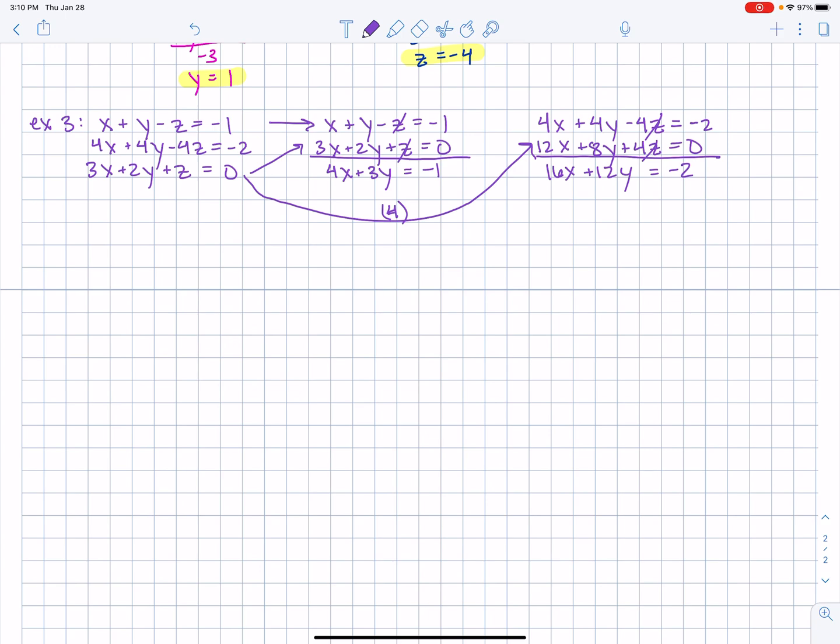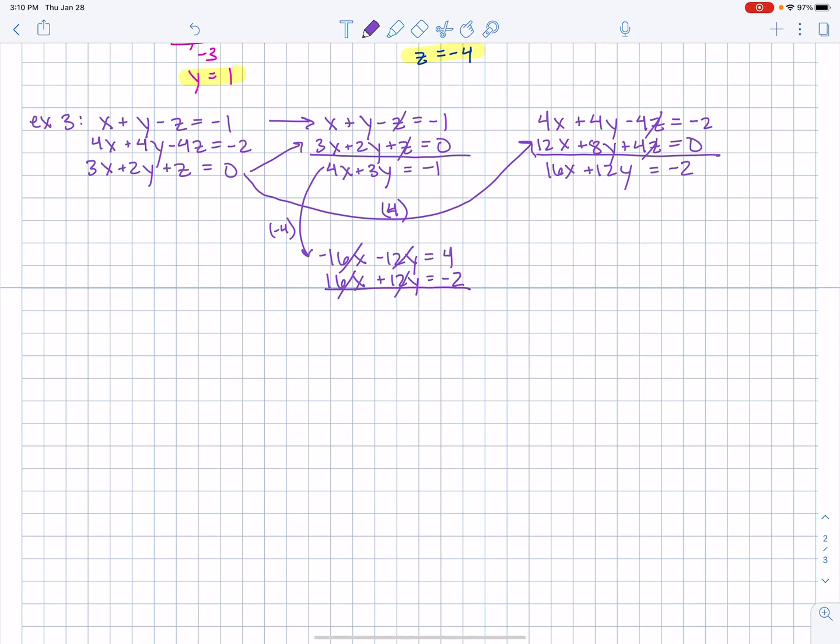I'm going to multiply this guy by a negative 4 to get the x's having the same leading coefficients of 16x minus 12y equals a positive 4, and then we have 16x plus 12y equals negative 2, and you might see already that both of these eliminate, giving you 0 equals 2. Uh-oh, that's a false statement. And when you get a false statement, you want to go ahead and state no solution for this. There's no solution that would work for all 3 of these.